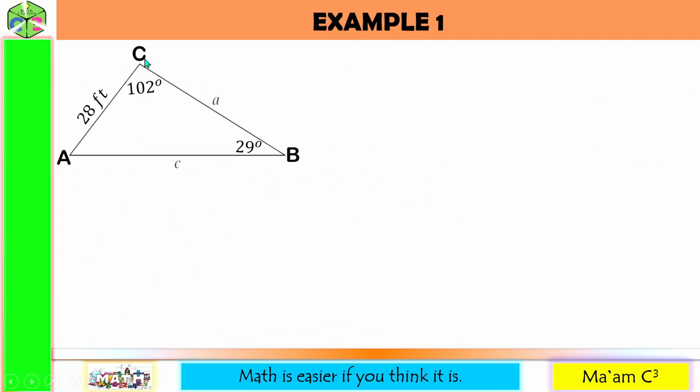Let us analyze. I have here angle, angle, and a side. So AAS. Two angles, so the missing angle is just angle A. I can simply solve that by subtracting 102 and 29 from 180 degrees. And this will give me 49 degrees. So let me label this 49 degrees.